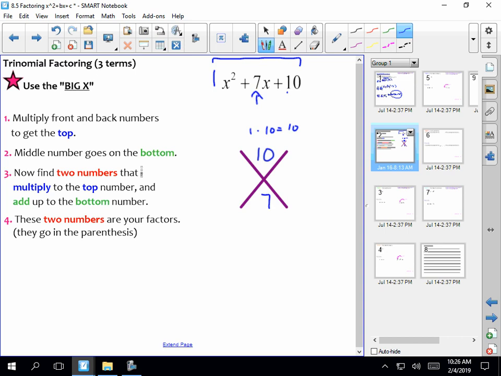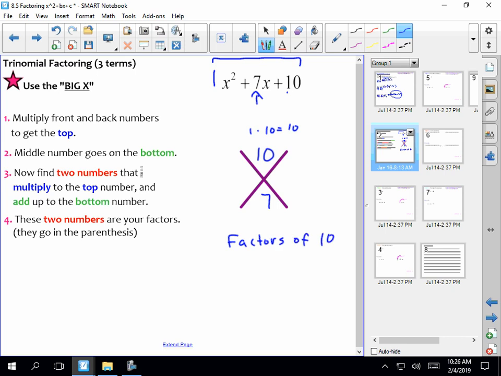You've probably solved little problems like this in courses leading up to this, probably in middle school. They start working on these. It says now find 2 numbers that multiply to the top number and add up to the bottom number. So what you're considering is all the different factors of 10, and we want to list all those out.